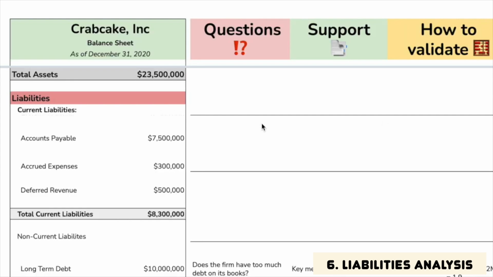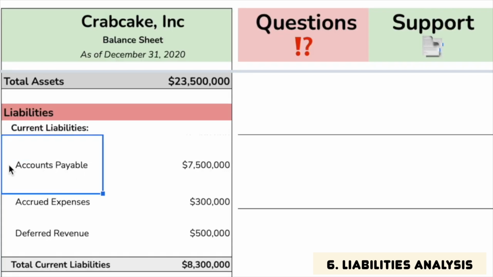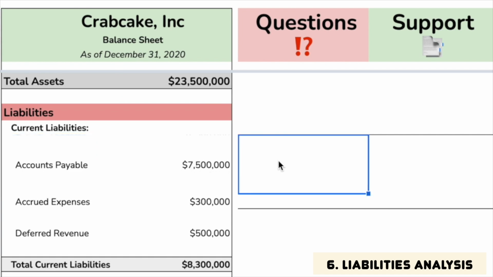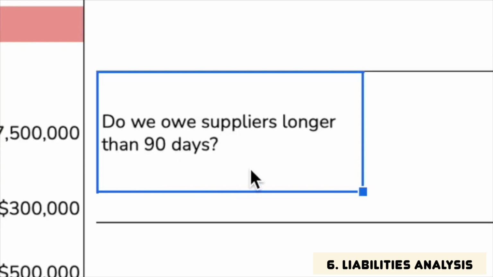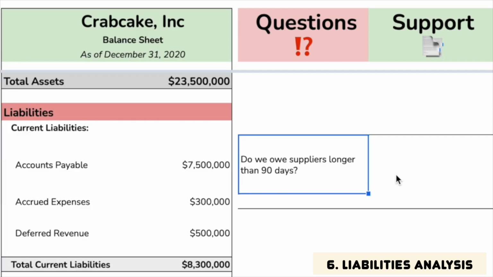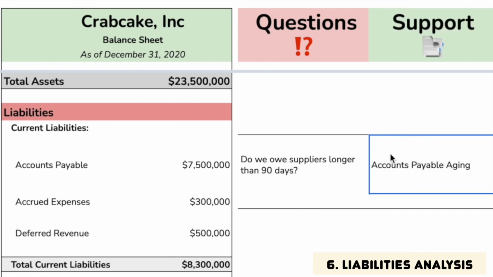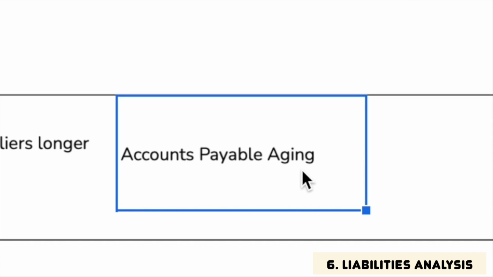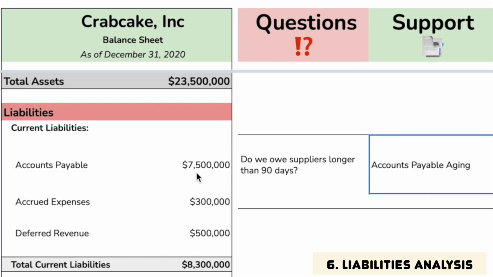Okay, so the next area of risk is going to be in the short-term liabilities or current liabilities. And we'll look first at accounts payable, and the balance that Crab Cake Inc. has as of December 31st, 2020 is $7.5 million. And the question I'm going to have on this is, do we owe suppliers longer than 90 days? If we owe suppliers longer than 90 days, this may signal that the business is unable to meet its current obligations. And so the support I'm going to look for here is accounts payable aging, and that's going to show me the breakdown of the $7.5 million by supplier and by time period.